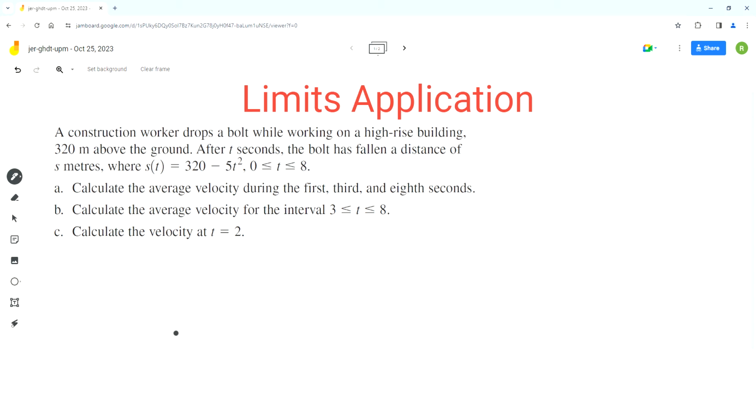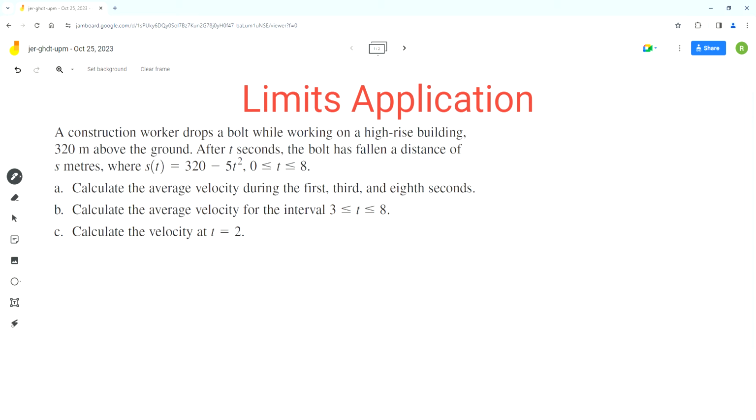So in this video, we'll solve this problem based on the concepts of limits application. As per the given problem, a construction worker drops a bolt while working on a high-rise building 320 meters above the ground. After t seconds, the bolt has fallen a distance of s meters, where s at t equals 320 minus 5t squared and t is between 0 and 8, including 0 and 8.